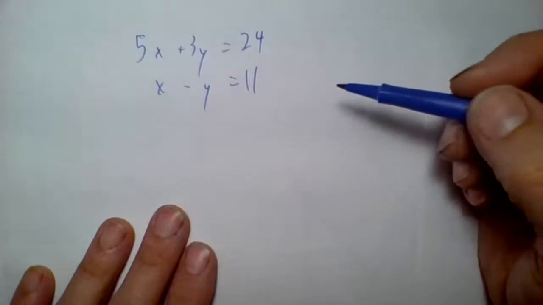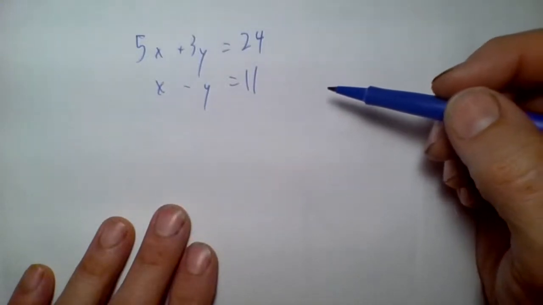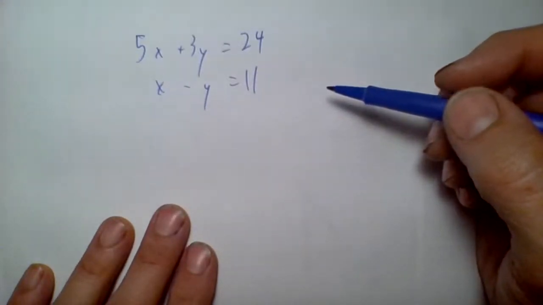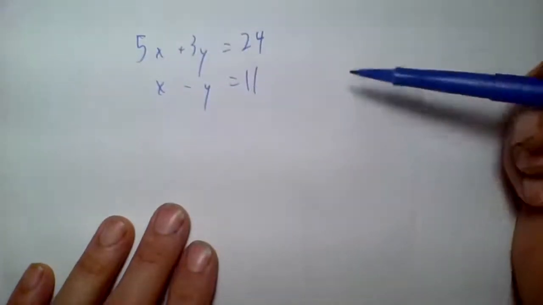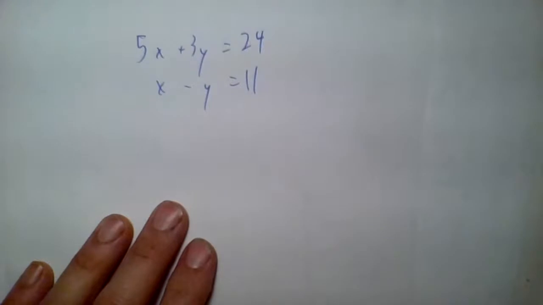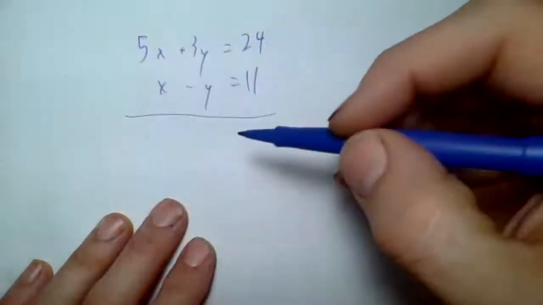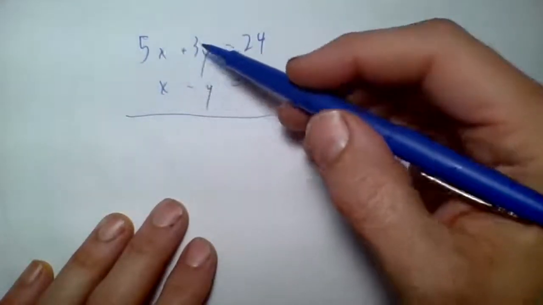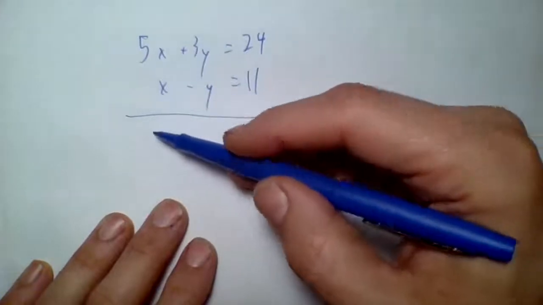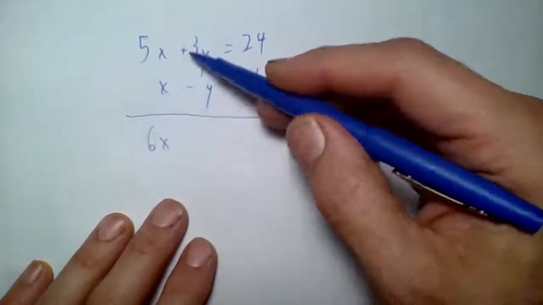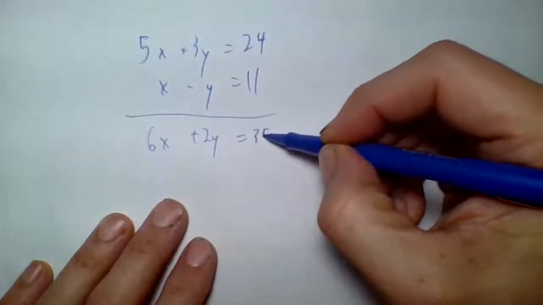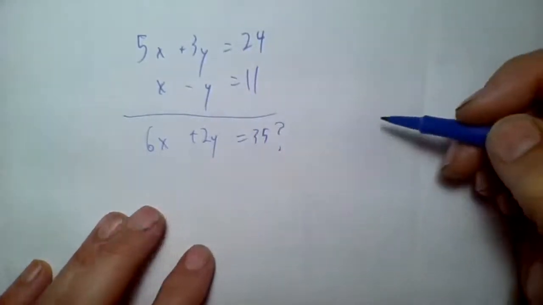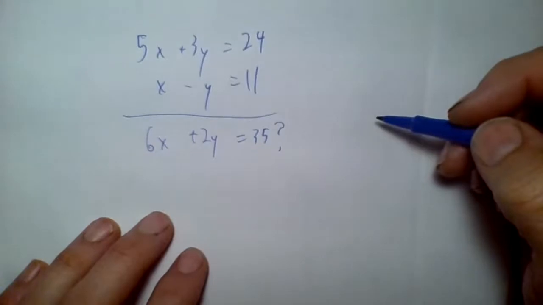There's a thought process on this that I want to try to get across quickly here in the introduction. If that's equal to 24 and that thing is supposed to be equal to 11, can I do this now? Can I just add these things up? 5x plus 3y plus x minus y, that would be 6x and 2y if I add all that up. Would that be equal to 35 then? Is that true? That's a little thought right there.